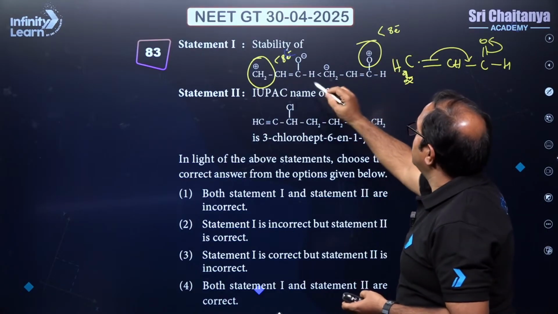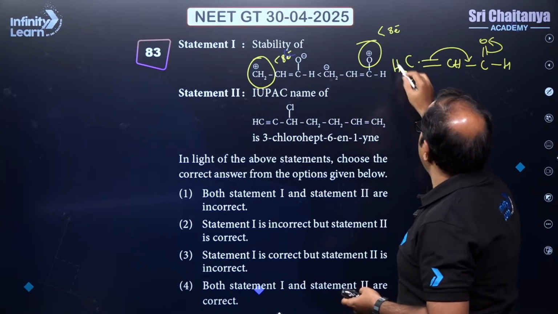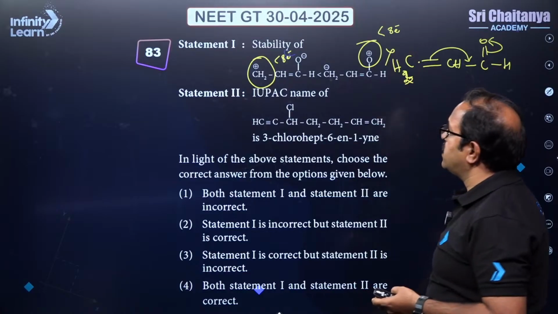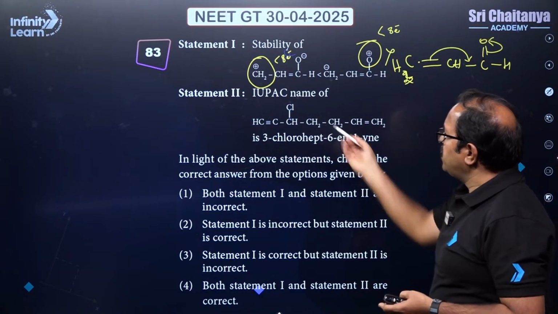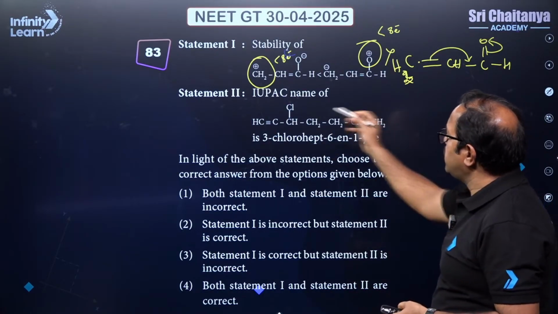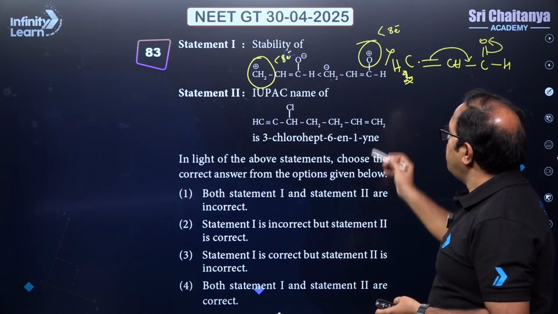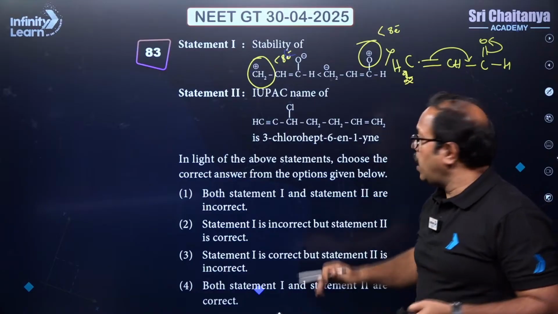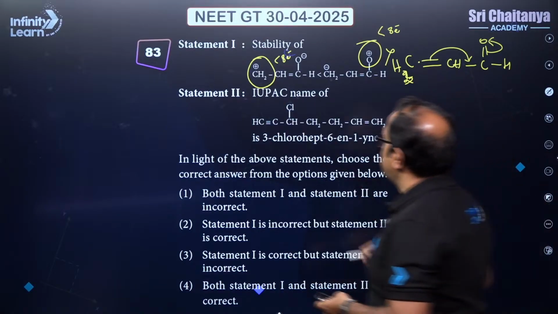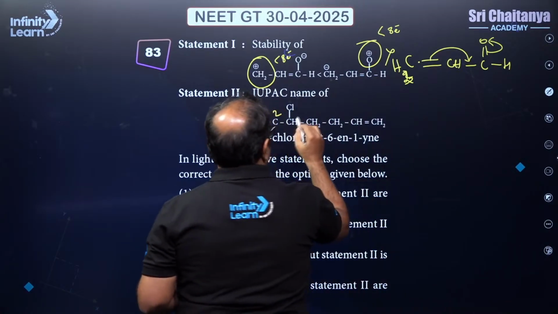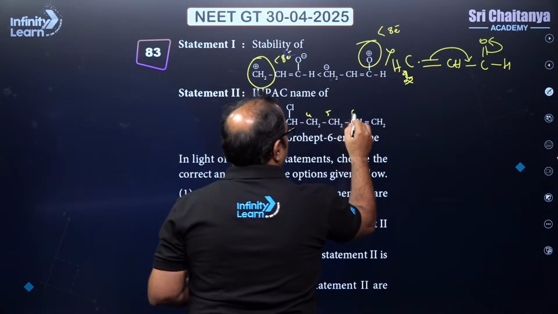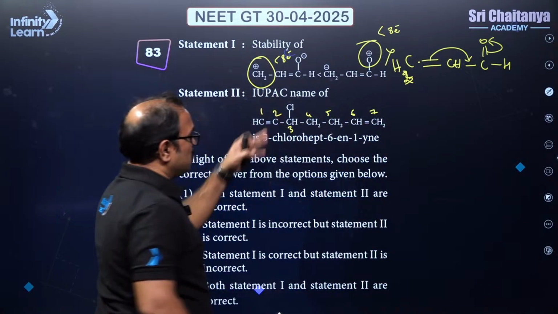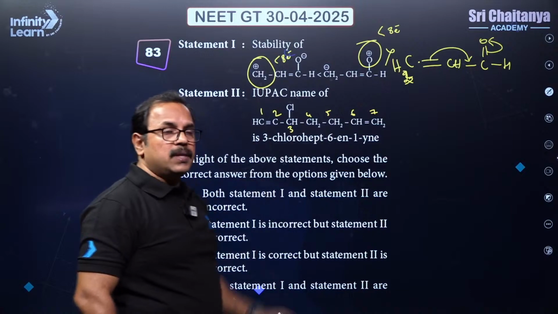So in this case, stability of this one is more than this is an incorrect statement. It's not a correct statement. IUPAC name of the structure is given. We know there is a double bond and triple bond. Whenever there is no chlorine, I would have rather gone with a double bond. But when you have a substituent, you always tend to give priority to the substituent also, because there is no big difference. If substituent is not there, I would have started with the double bond.